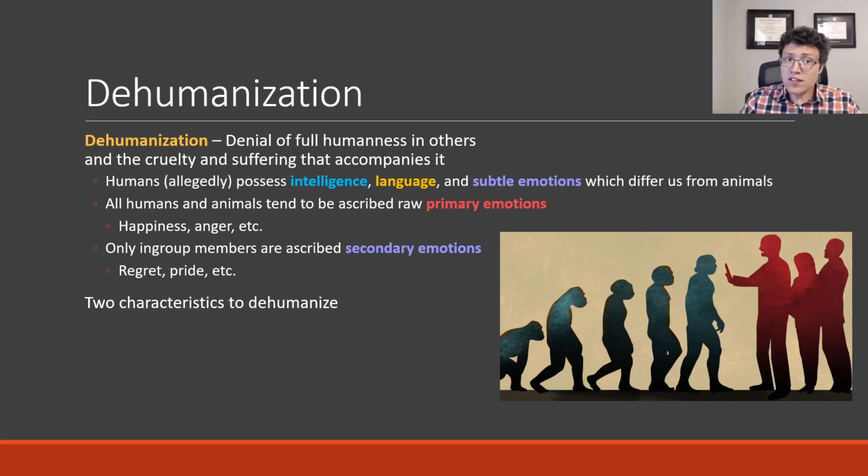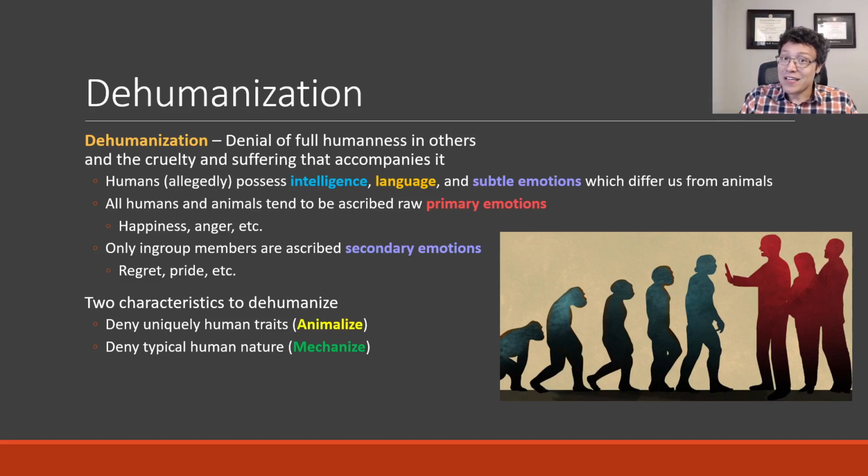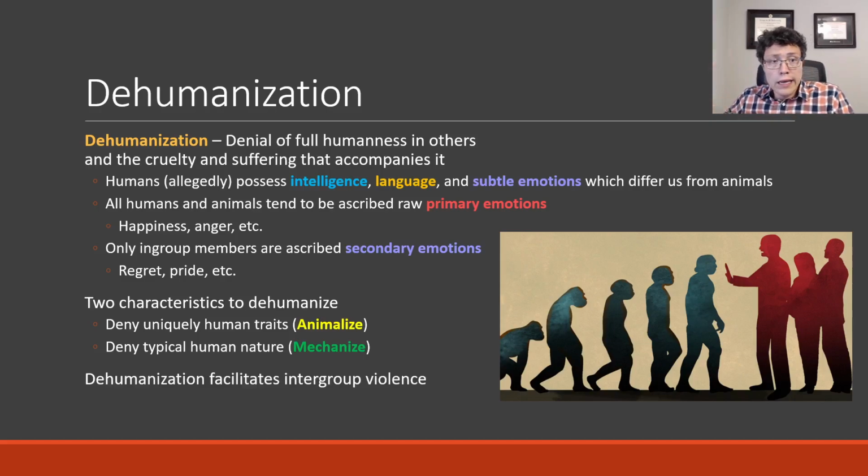And so the two characteristics we can use to dehumanize are to deny these uniquely human traits. We can animalize you, make you like an animal, calling people dogs, things like this. The other way, though, is interesting. You can deny people their own human nature, the fact that they don't have maybe emotions, right? So they're not very human, but they exist. And this mechanizes people. It turns them into robots. They're automatons, right? They don't do anything. They don't have feelings. They just do. Now, dehumanization does facilitate intergroup violence because it's much easier to act violent towards a non-human than a human.